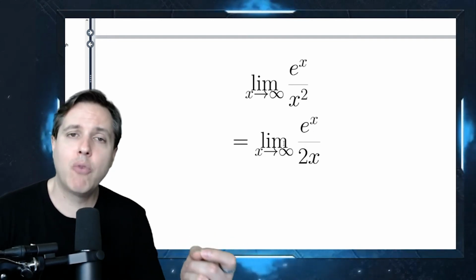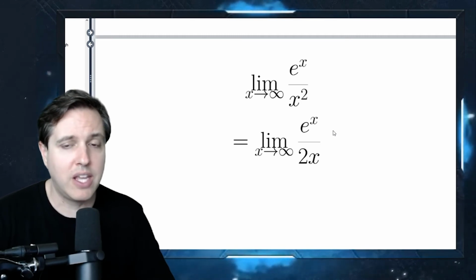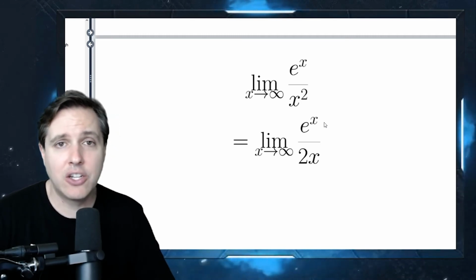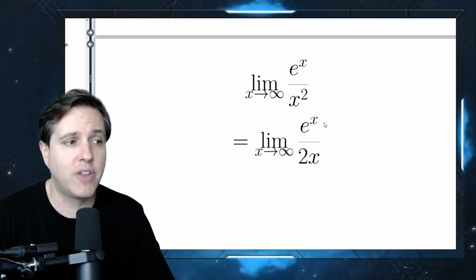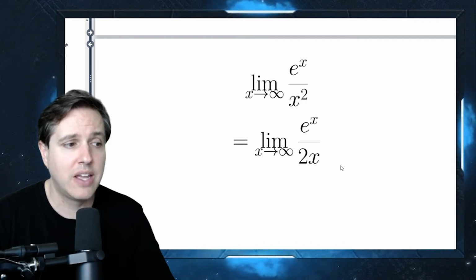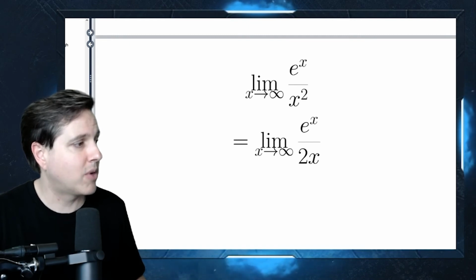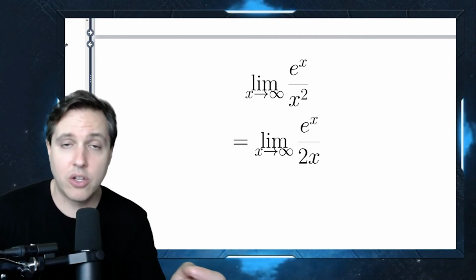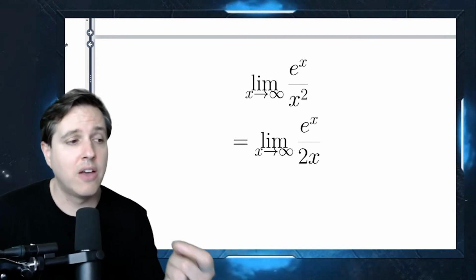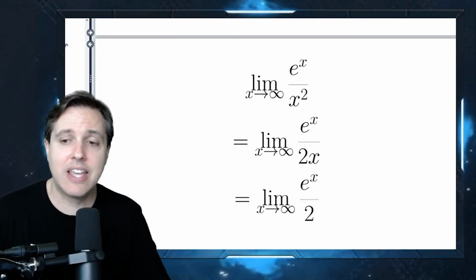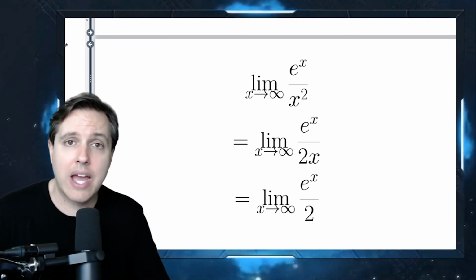Okay, so then we've got this. Now we start thinking about, what's this going to do as x goes to infinity? Well, notice we are again in indeterminate infinity over infinity form. This goes to infinity, this goes to infinity. So we just keep repeating that process. So now I'm going to do L'Hopital's rule again. The derivative of e to the x is e to the x. The derivative of 2x is 2.